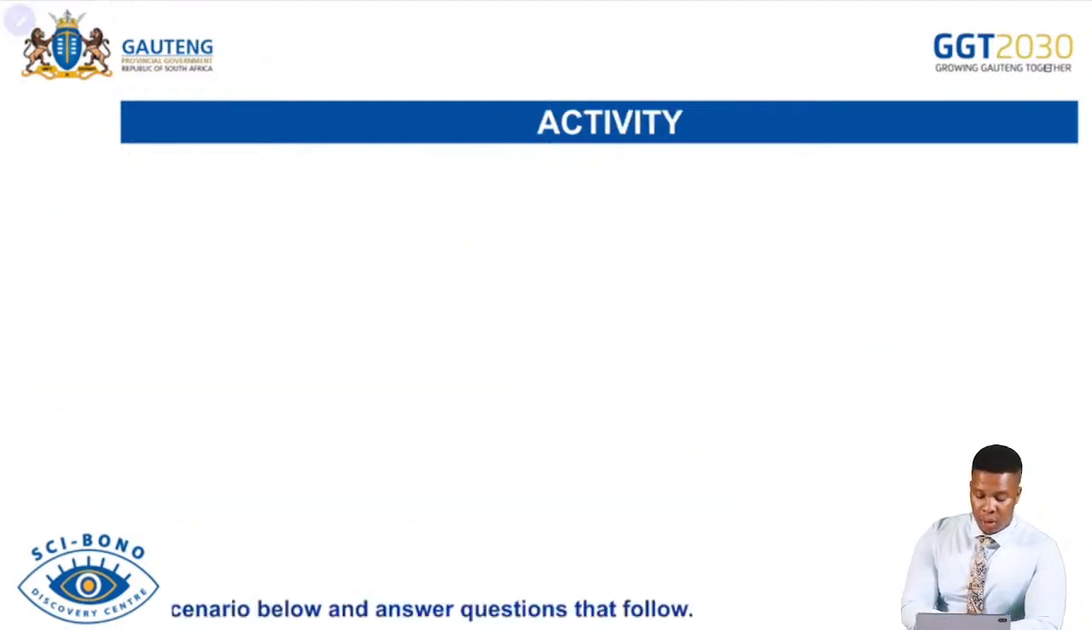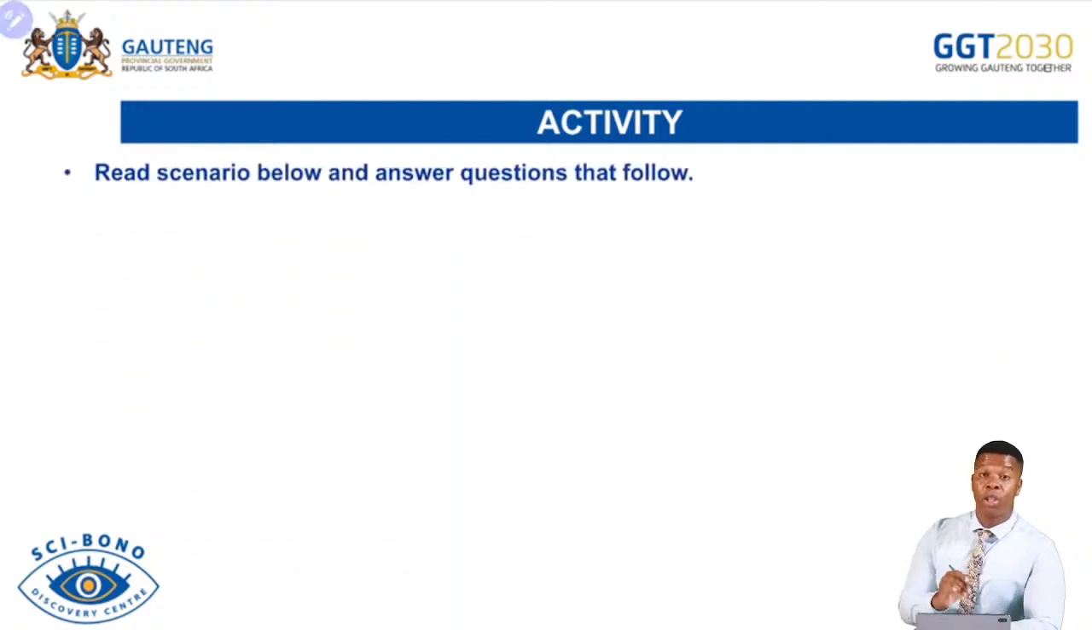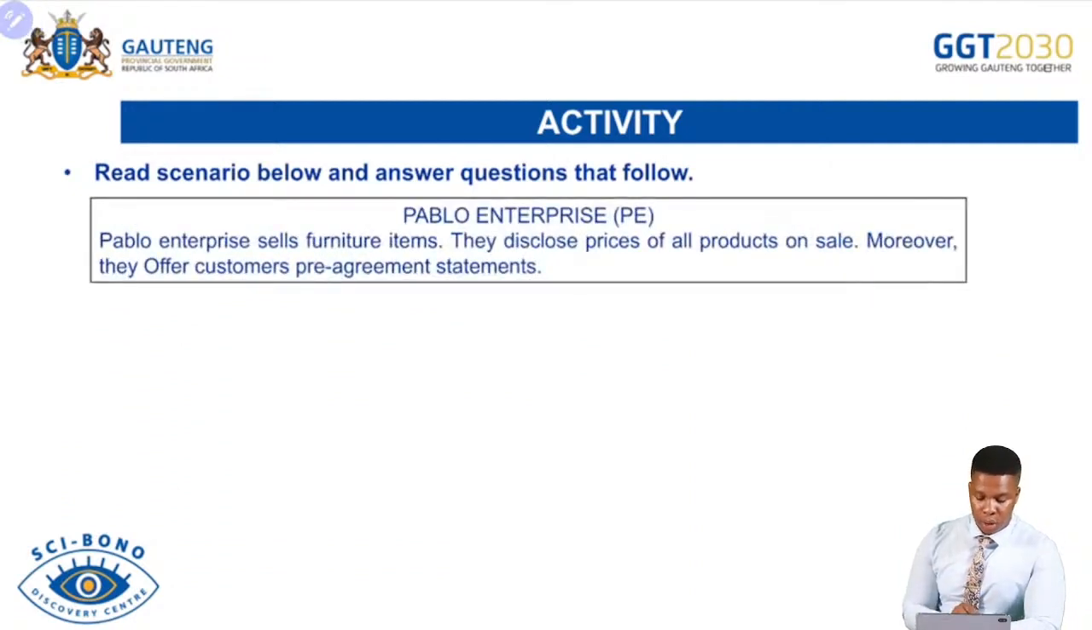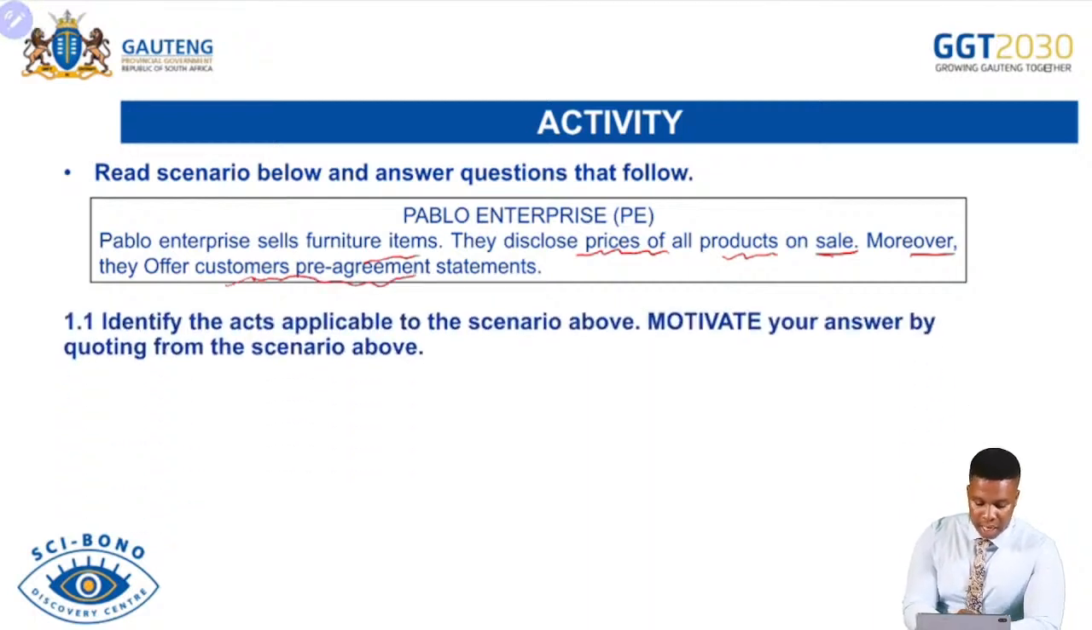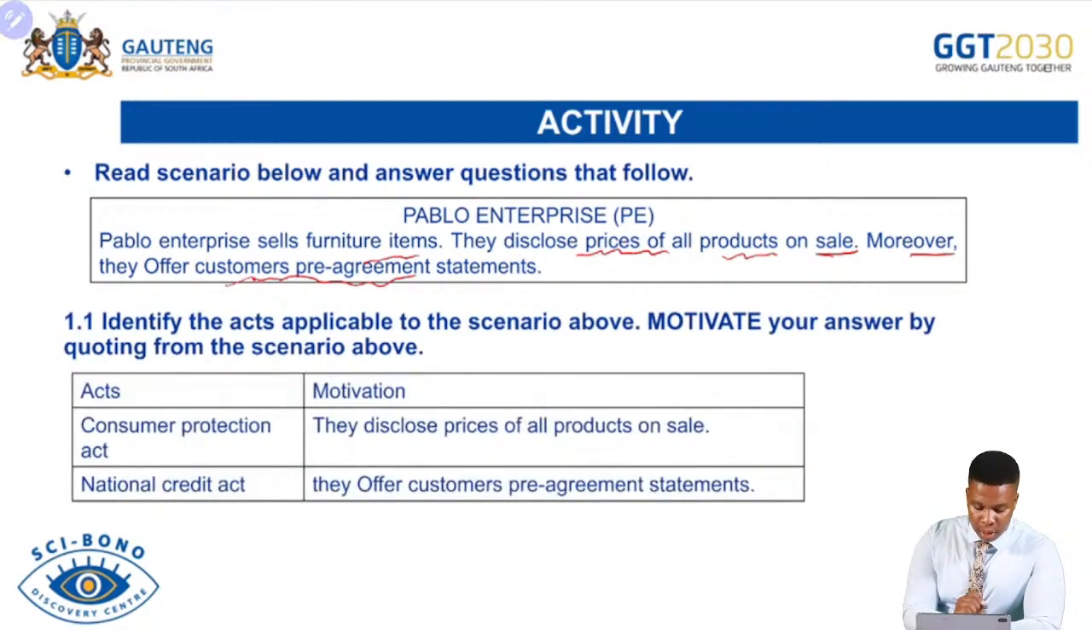Now, let us look into another activity, which is focused on the Consumer Protection Act. We look into a scenario. The scenario is still Pablo Enterprise. Pablo Enterprise sells furniture items and they disclose prices of all products on sale. Moreover, they offer customers a pre-agreement statement, and then identify acts applicable. There we look into consumer protection.